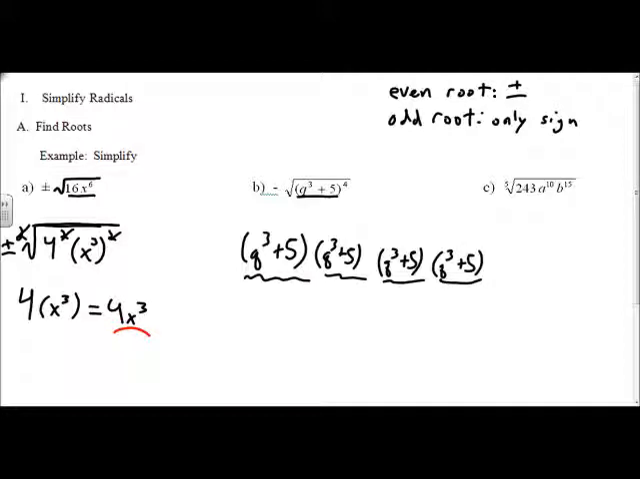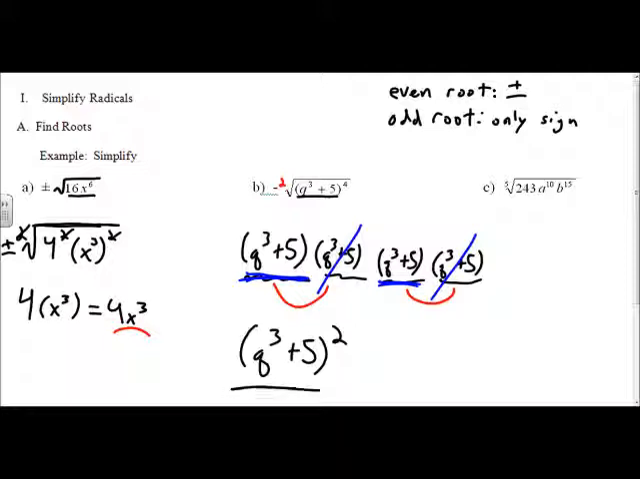Again, we put them in groups of 2 because this is the square root. So here's a group and here's a group. Out of each of these groups, we only need 1 of them. And so that just leaves us with q cubed plus 5 times a q cubed plus 5. Or we can rewrite that as q cubed plus 5 squared. That would be one way to look at it. Another way to look at what we have here, oh, and again, we have to remember that it's the negative, so we put the negative sign on the outside.